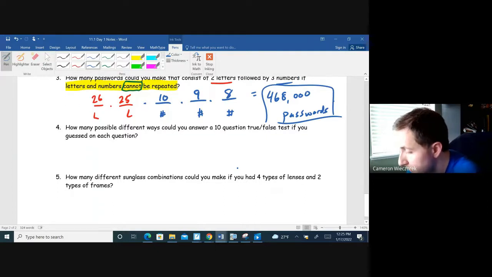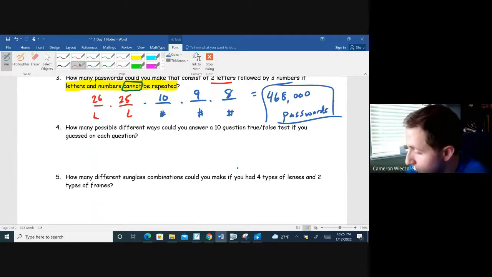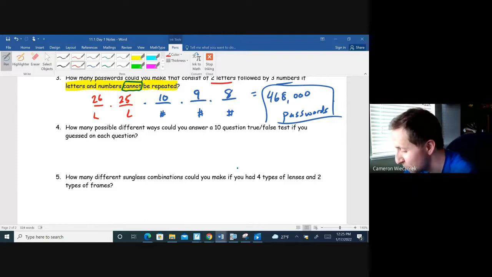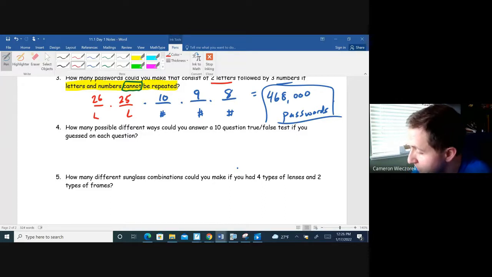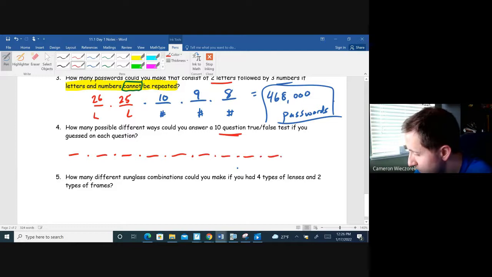How many different possible ways could you answer a 10-question true-false test if you guessed on each question, which I would not encourage you to do at school. But let's just say, hypothetically, we wanted to know, what are your chances of actually getting all of those questions right? You're going to see it's pretty slim. So I have 10 blanks to fill because there's 10 questions. And this one you could probably do without the blanks, but I'll write it out. And I'm multiplying all these together because of the counting principle.